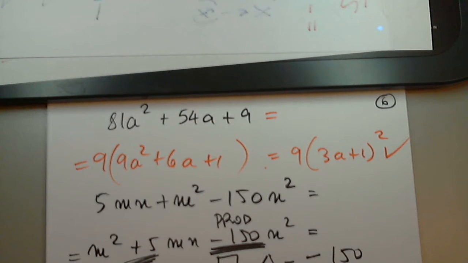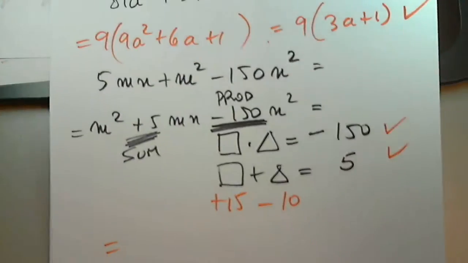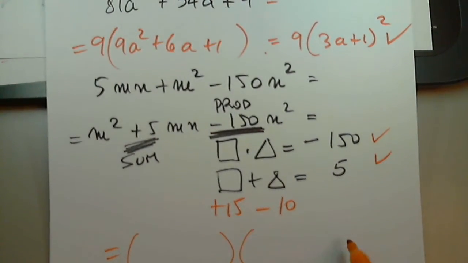Yes. Which one is negative? Which one is positive? It's negative 10. Very good. Perfect. So let's try. 15 multiplied by negative 10 is negative 150. Yes, it is. 15 minus 10 is 5. Yes, it is. Thank you. So both conditions are fulfilled. And now I'm done. I have the factored form.